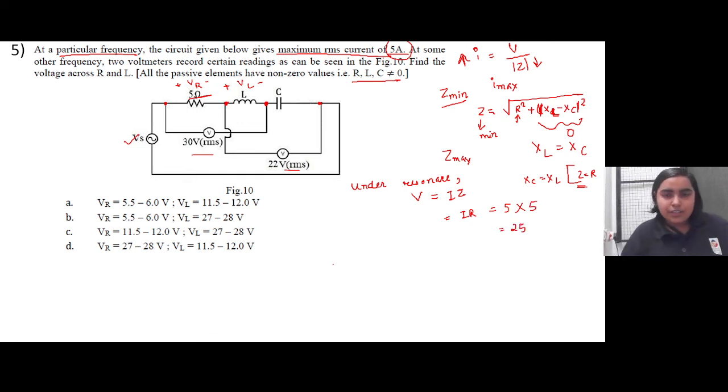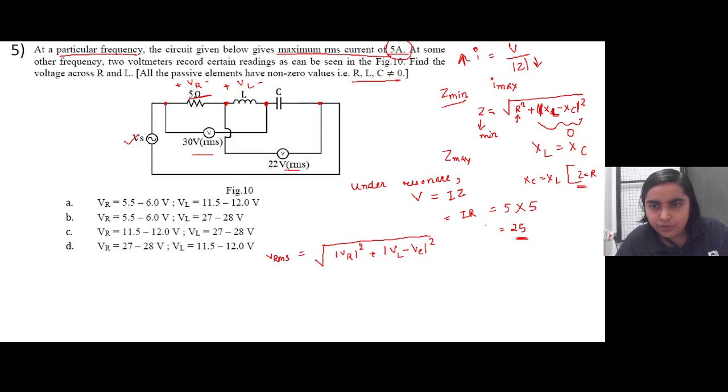So under this condition, square root of mod of VR square plus mod of VL minus VC all square. This is the RMS value of voltage, VRMS. And we have it as equal to 25 volt. This is RMS, so this is also RMS. So 25 equal to square root of VR square plus, now VL minus VC.